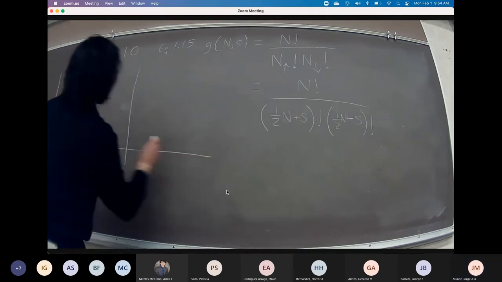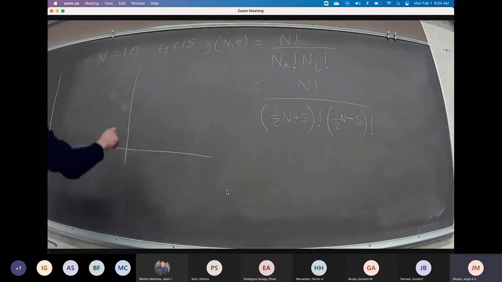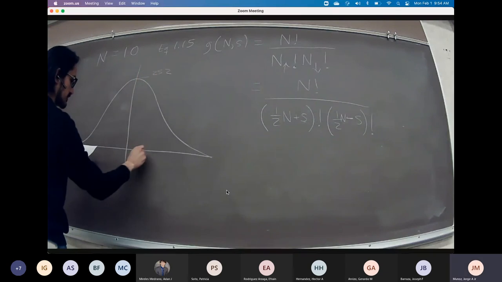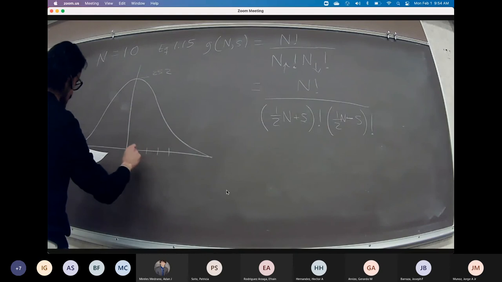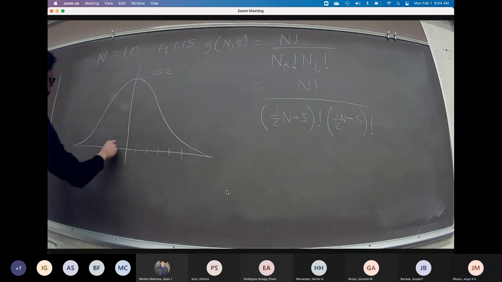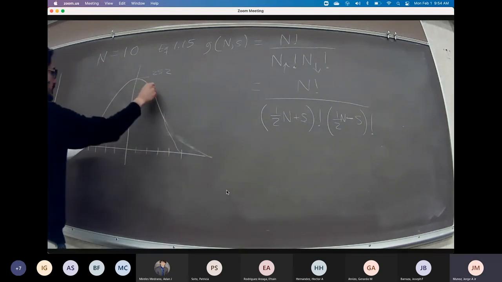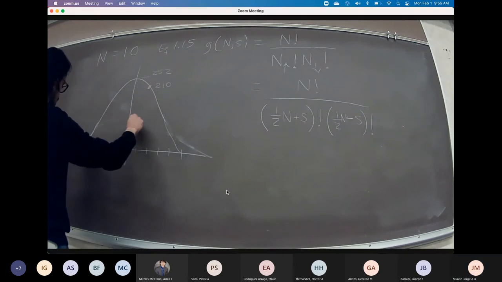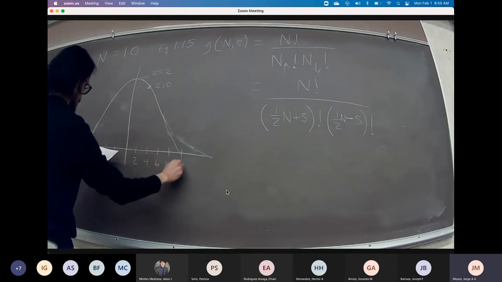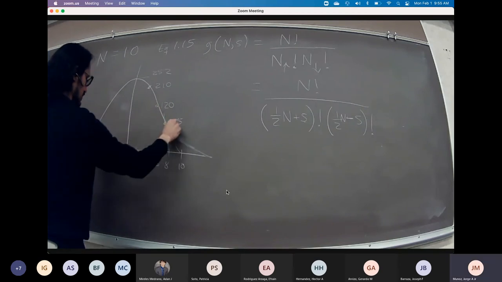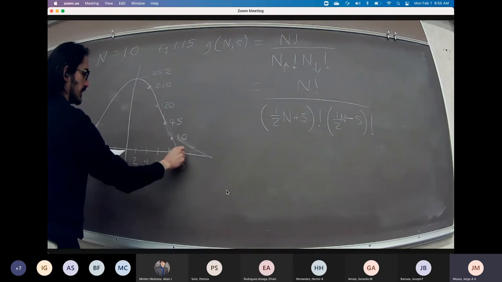I drew the distribution. It looks kind of like this. So the maximum value over here is 252. Okay, it was more like that. Right, so 252, 210, 120 over here, 45 over here, 10 over here and 1 over here.